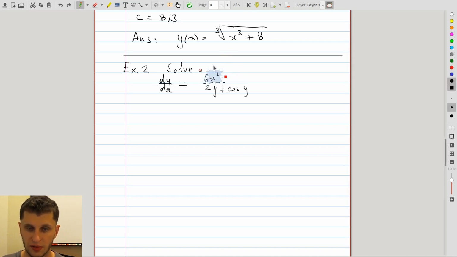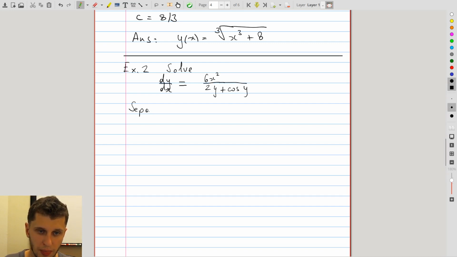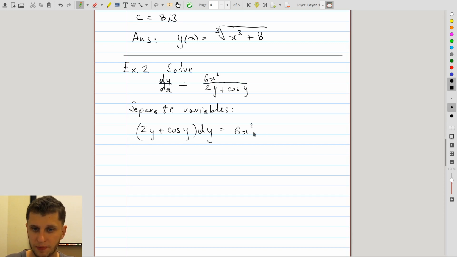So this clearly is a separable equation. Now we have in the right-hand side a ratio of a term that only depends on x and a term that only depends on y. You can go ahead and separate variables right away. This gives (2y plus cosine y) dy equals 6x squared dx.